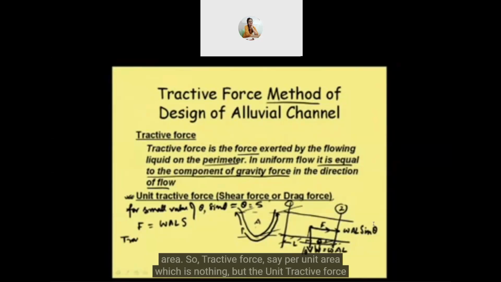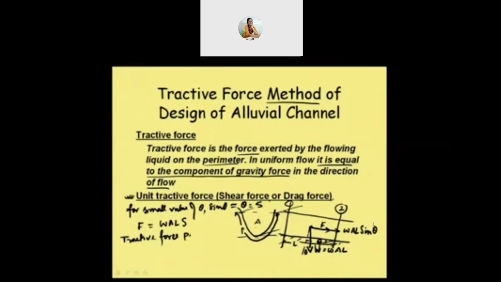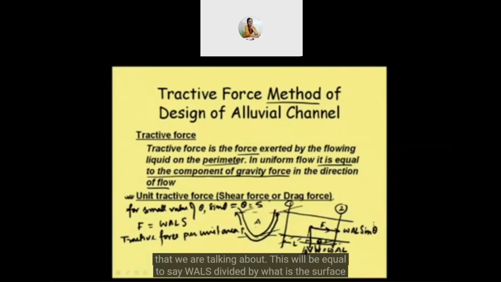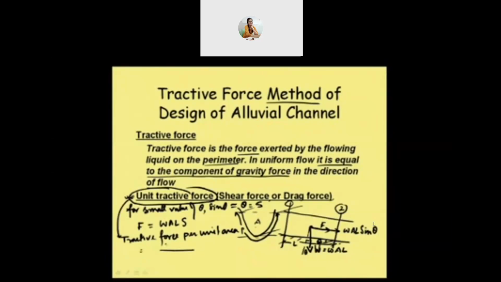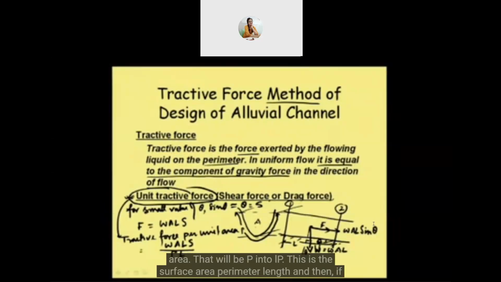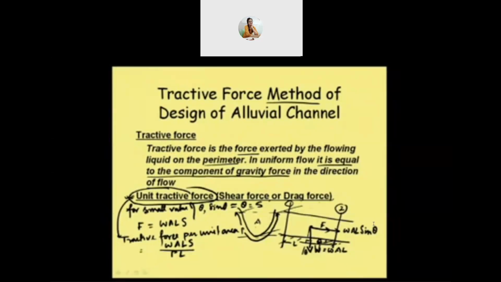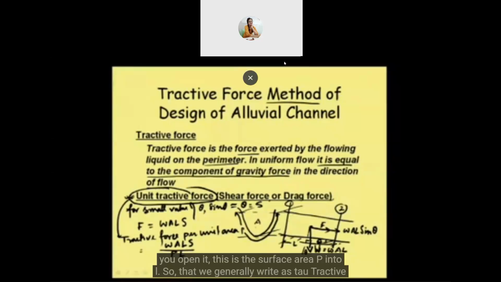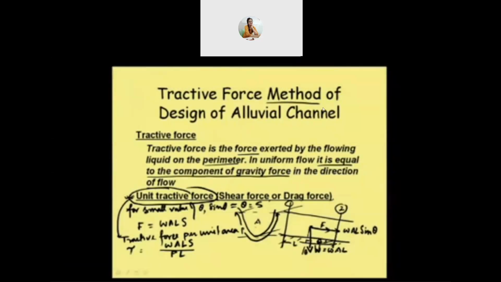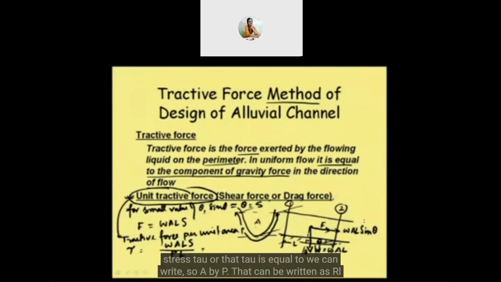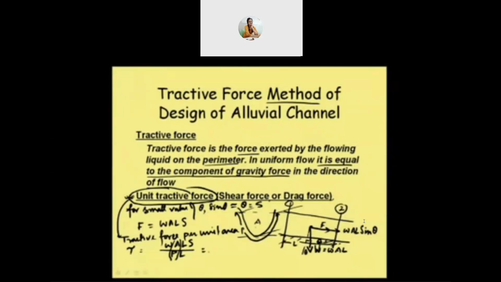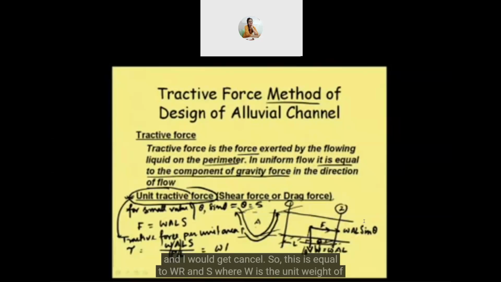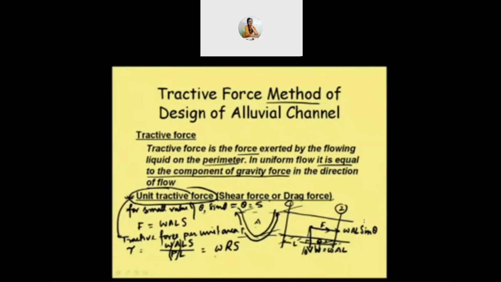So tractive force per unit area, which is nothing but the unit tractive force that we are talking about, will be equal to WALS divided by the surface area. That will be P into L, perimeter and then length L. That we generally write as tractive stress tau. So A by P can be written as R, L and L get cancelled, so tau is equal to W R S, where W is the unit weight of water.